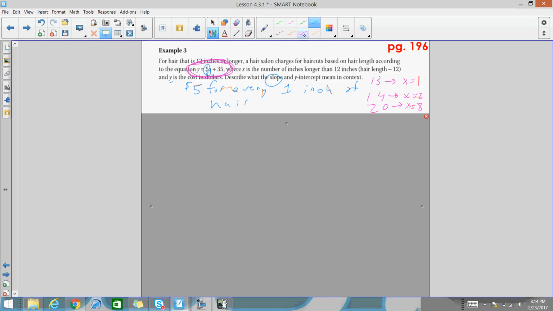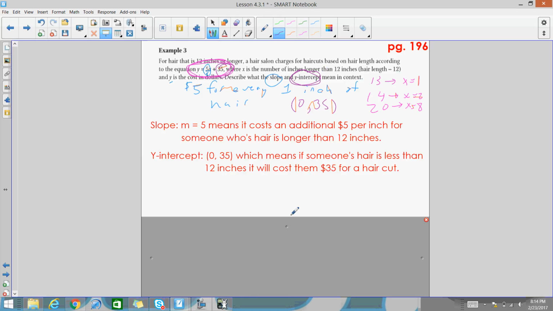All right, and then your y-intercept is 0, 35. And what 0, 35 means is that just to come into that barbershop, it will cost you $35 regardless if your hair is 12 inches or longer. All right, you are going to pay $35 for a haircut. So if you got really, really short hair, you're going to pay $35. If you got really, really long hair, well, you're going to pay $35 plus $5 for every inch that's longer than 12. So that's what your slope and your y-intercept mean in the context of this problem.